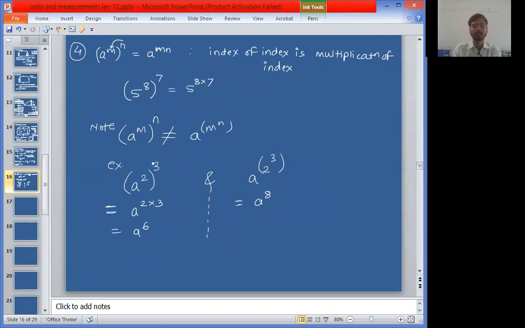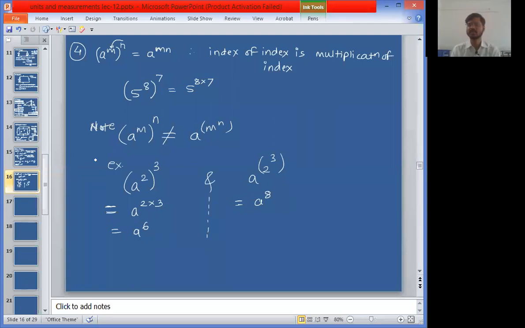And these two things are not equal. Very good. Just reply to me clear and written, CW, so that we can move towards the next laws. These are the basic laws. These four are the basic laws of indices. Okay. Fine, sir. No problem.